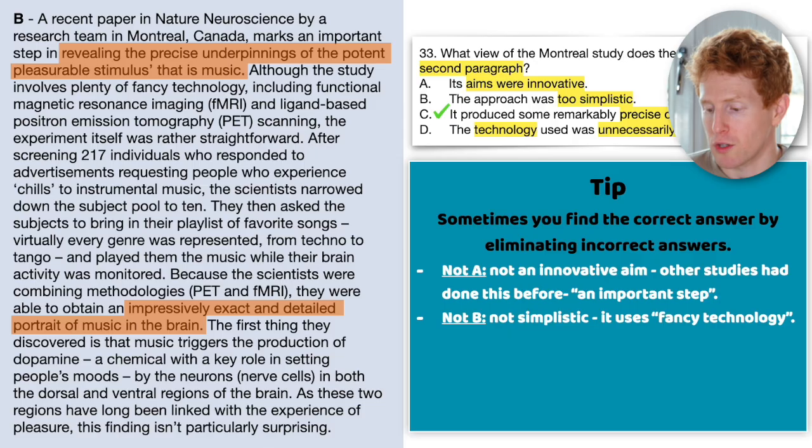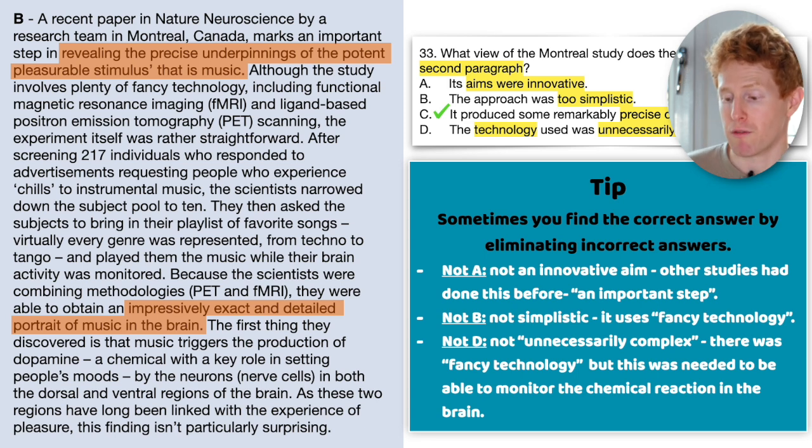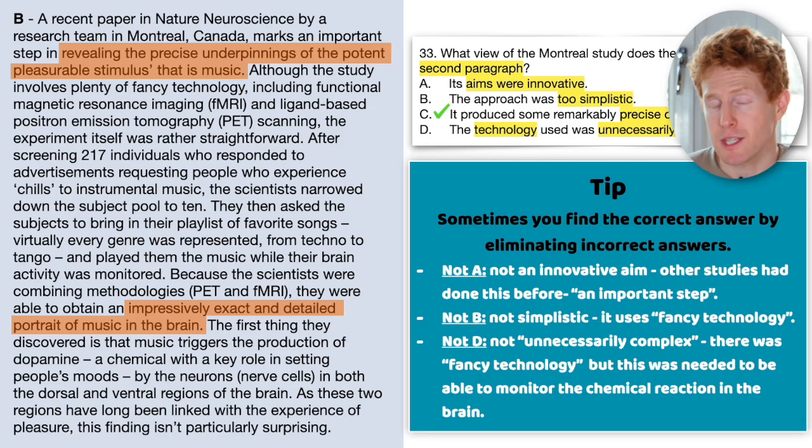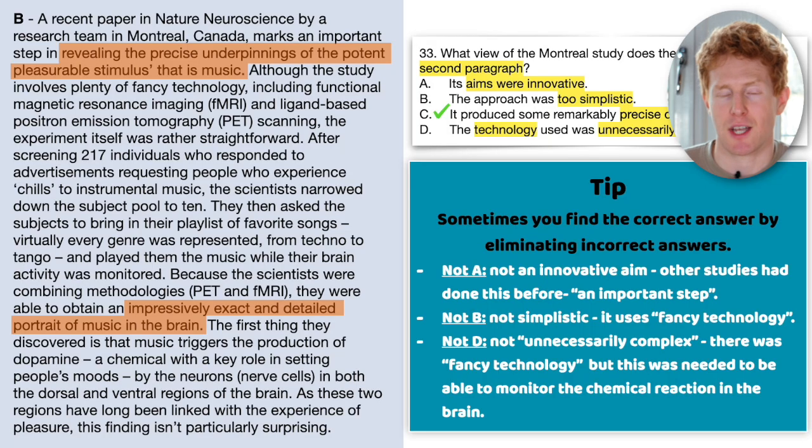Now, it's not B, it's not simplistic because it uses fancy technology. Fancy and sophisticated are synonyms, which means that they are not too simplistic. It's also not D. It's not unnecessarily complex. The text does say there was fancy technology, but this was needed to be able to monitor the chemical reactions in the brain. We need fancy technology. We need sophisticated technology to be able to monitor neurons in the brain.